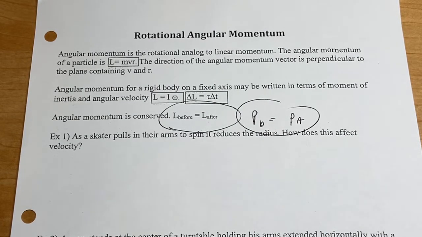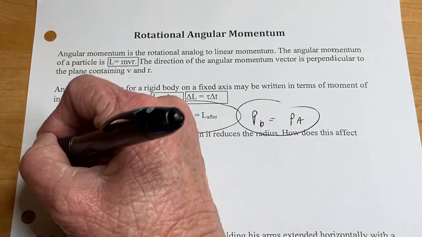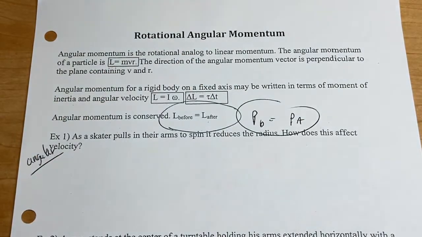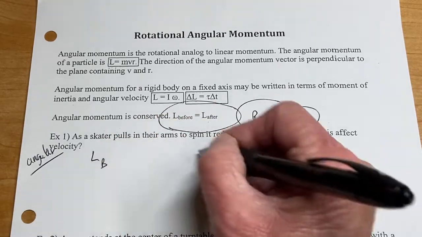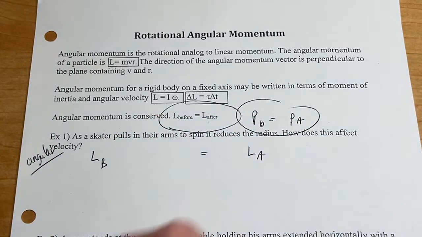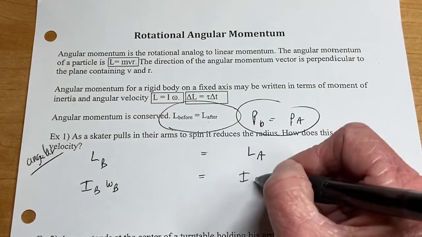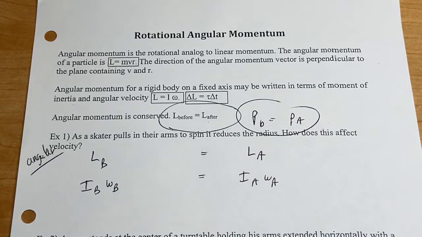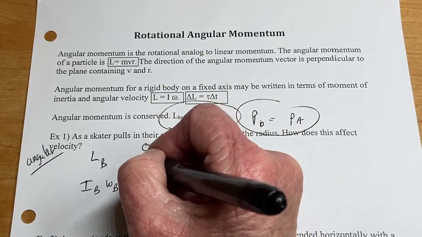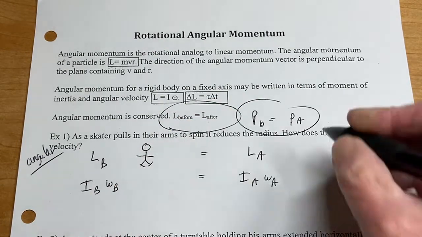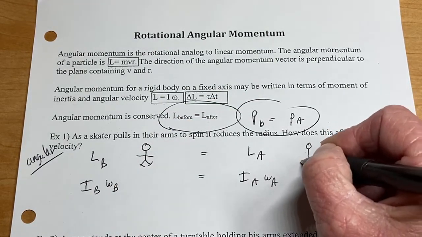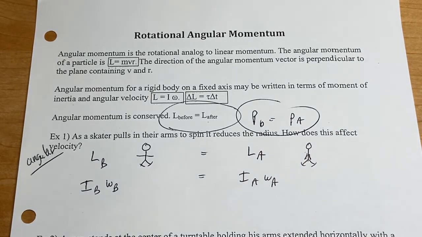All right, so a skater, like a spinning ice skater, pulls their arms in to spin and reduces the radius. What does this do to their angular velocity? So if we think about it, L before equals L after. So I before, omega before equals I after, omega after. Now a person skating, we've got the person here, there's their big skates and their arms are stretched out, and afterwards they're still skating, but the arms are pulled in.